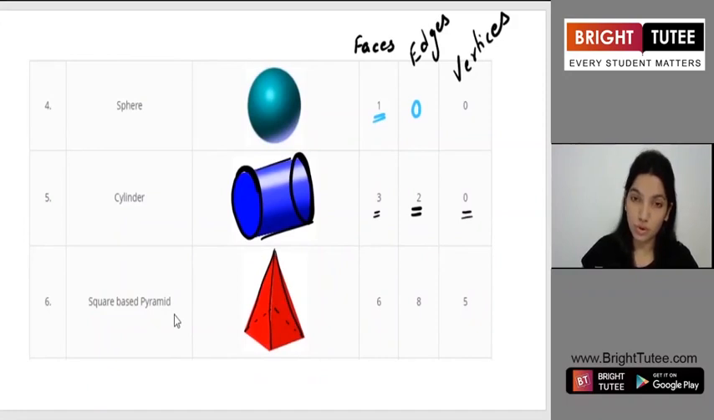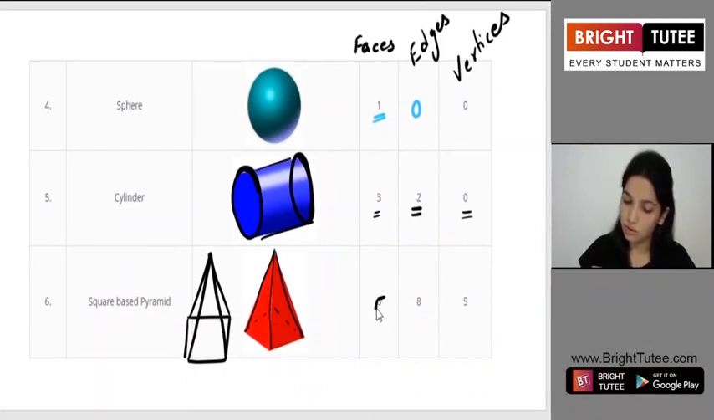So I'll just draw it again and then we'll confirm how many faces. So one at the bottom, then two, then three, 4 and 5. Oh, so this is again wrong. It has got 5 faces. So a square based pyramid has got 5 faces.